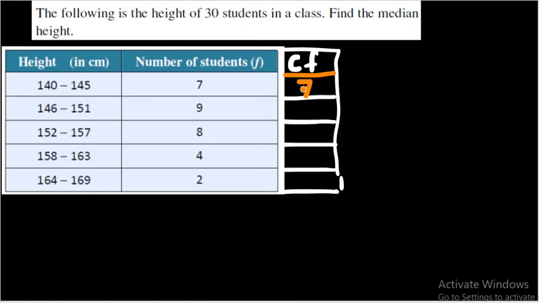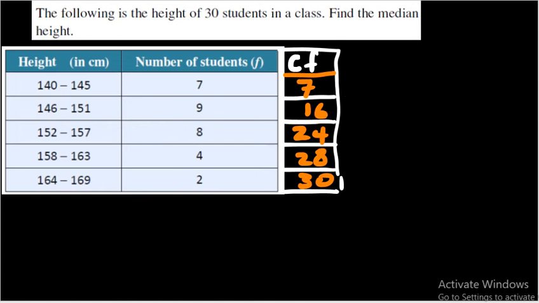So 7. But for the second class I will add the 9: 7 plus 9 will be 16. And for the third class, add 16 plus 8, which will be 24. Because cumulative frequency means you are going to add the previous frequencies. So 24 plus 4 will be 28. And at last 28 plus 2 will be 30. The total frequency and the last cumulative frequency for the last class should be the same. That's going to be the cumulative frequency.